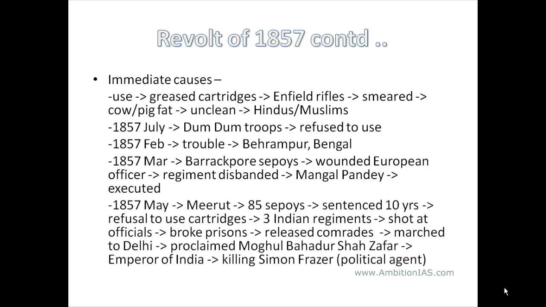In May 1857, there was a revolt at Meerut wherein 85 sepoys were sentenced to 10 years of imprisonment for having refused to use the greased cartridges. Subsequently, three Indian regiments shot at the European officials, broke the prisons, released their comrades, and marched to Delhi. There, they proclaimed Mughal Bahadur Shah Zafar the Emperor of India, after killing Simon Fraser, the political agent.